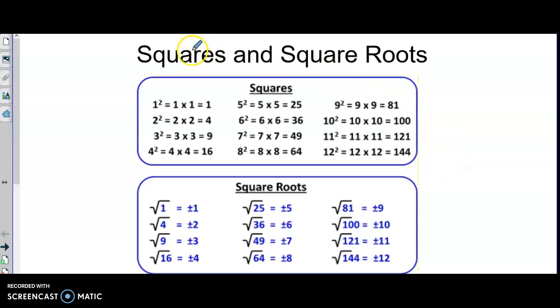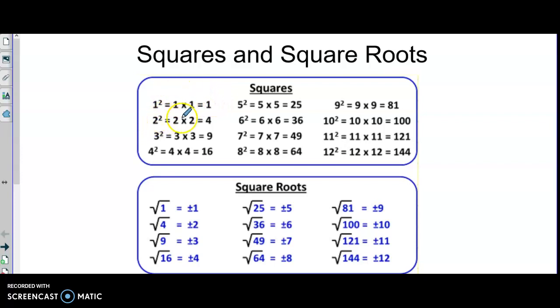So for today, we are talking about squares and square roots. And this is just a really helpful table. If you think that you might want this, you can take a picture of it and print it off or whatever. But it just shows you that 1 squared, remember the exponent tells you how many times to do something. So that says multiply 1 twice. So 1 times 1, which equals 1.